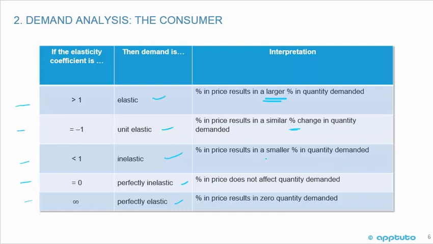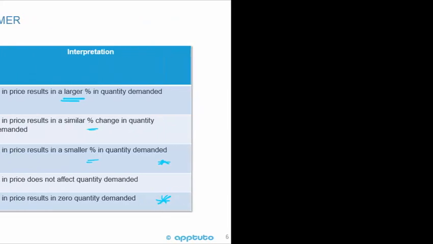If it's inelastic, then a percentage change in price results in a smaller percentage change in quantity demanded. And that might be something that is a consumer staple, that the price can change. It can go up a little bit, but you're going to have a smaller change in the quantity demanded. Okay, and if it equals 0, perfectly inelastic, percentage change in price does not affect quantity demanded. And if it's perfectly elastic, a percentage change in price results in 0 quantity demanded. So that's kind of a special case.